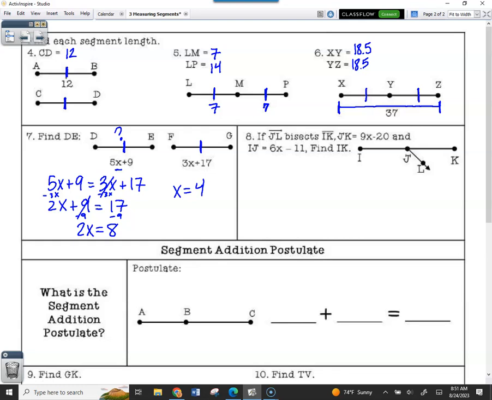This is saying two times what is eight? The answer is four. It did not ask for X, it asked for DE. So we've got to go back and plug four into the expression for DE. Right? So you get 29. Five times four plus nine.